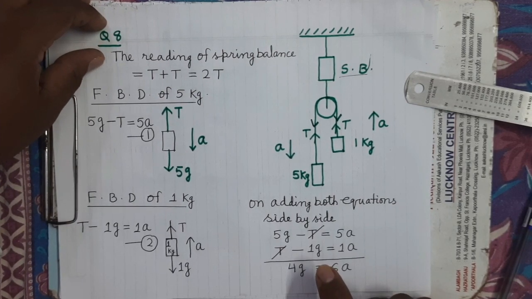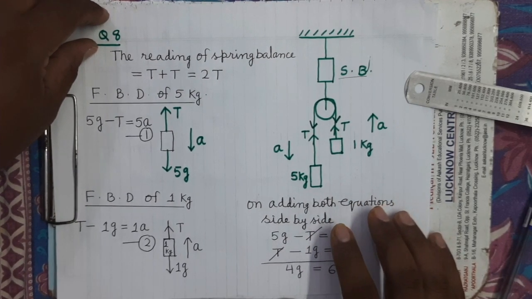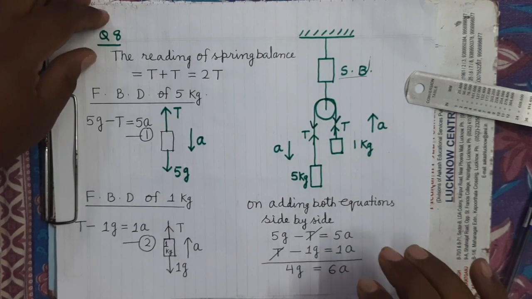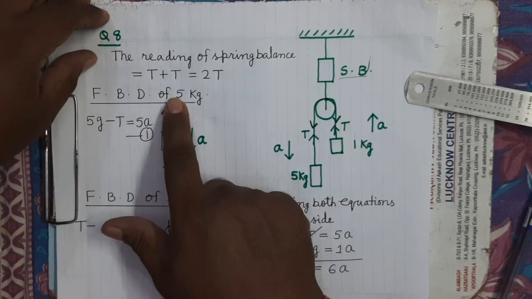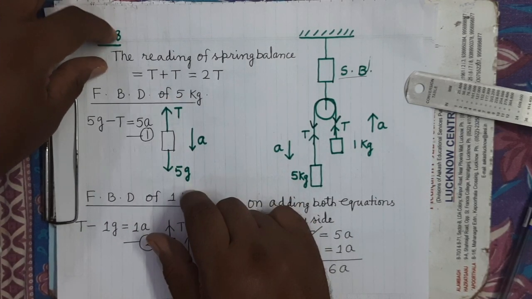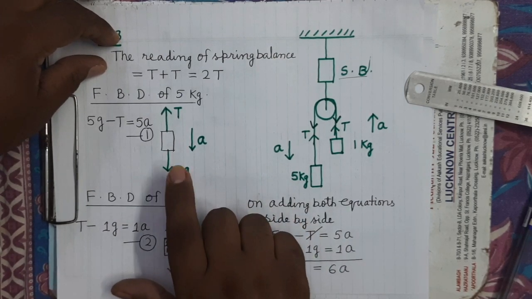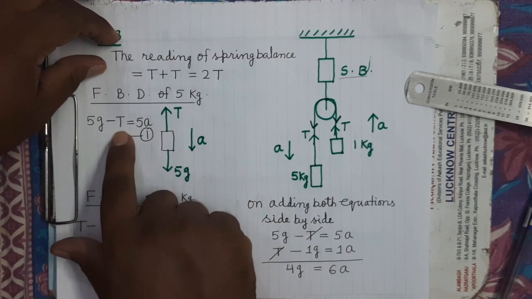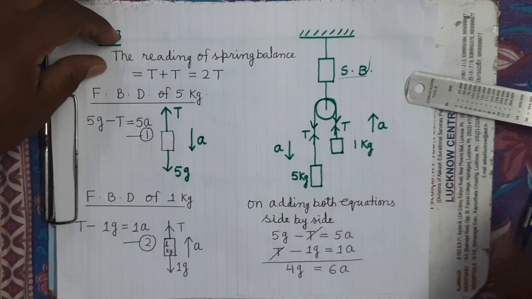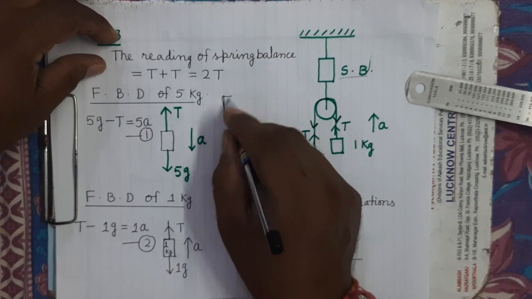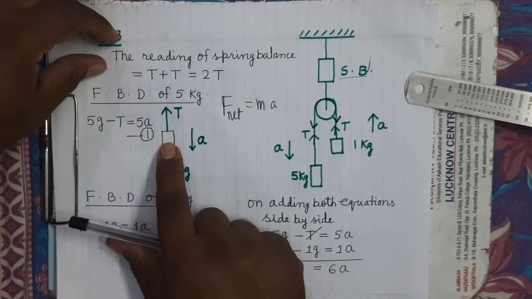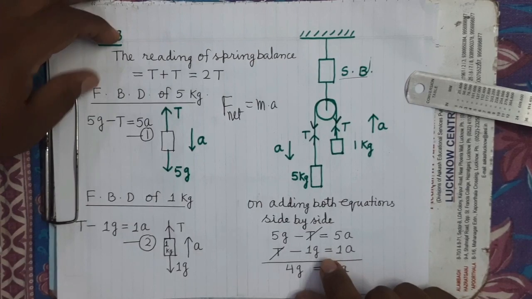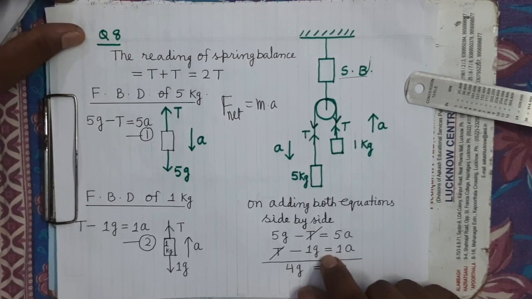Now we will make the free body diagram of the 5 kg block. Here its weight is acting downward, 5 into g. Tension T is acting upward. It is moving in the downward direction, which means the weight will be bigger. So what will be the net force? 5g minus T equals the net force, and from Newton's second law of motion, F net equals m into a. Its mass is 5 and acceleration is a. That is 5g minus T equals 5a.